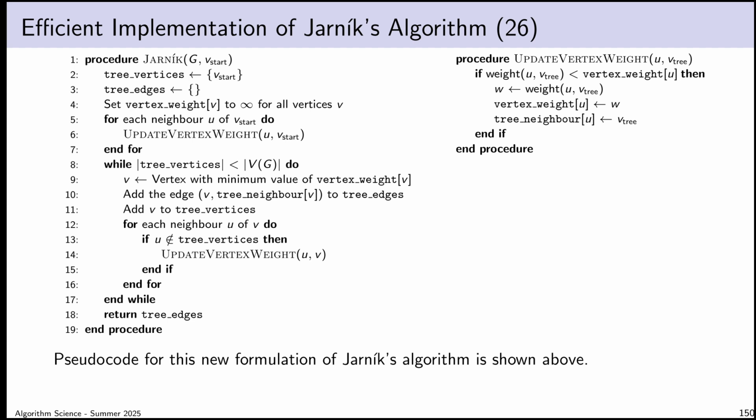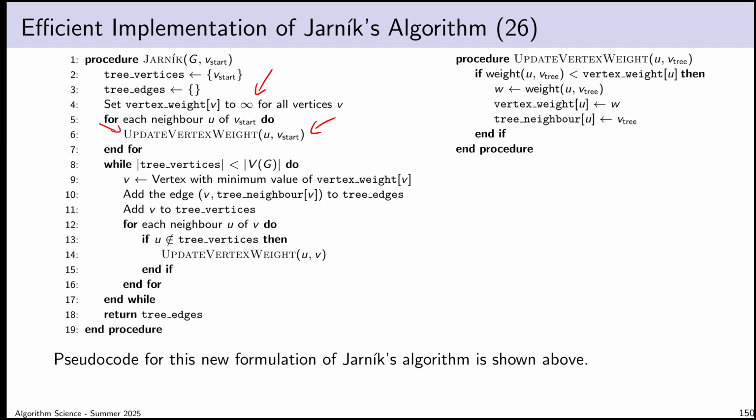So there it is. So I could just use the table, but maybe I could find a better data structure than a table to represent this. Okay, so here is the more advanced version of Jarník's algorithm that uses the table. You give me some starting vertex v start, and then I set the weight of every vertex to infinity for all vertices v. I then go through the neighbors of my starting vertex, and I call this function.